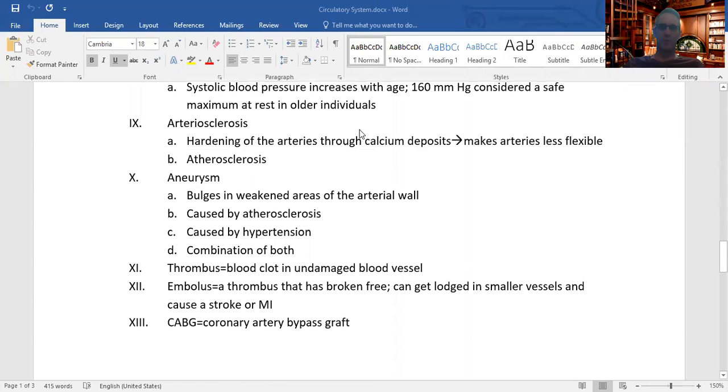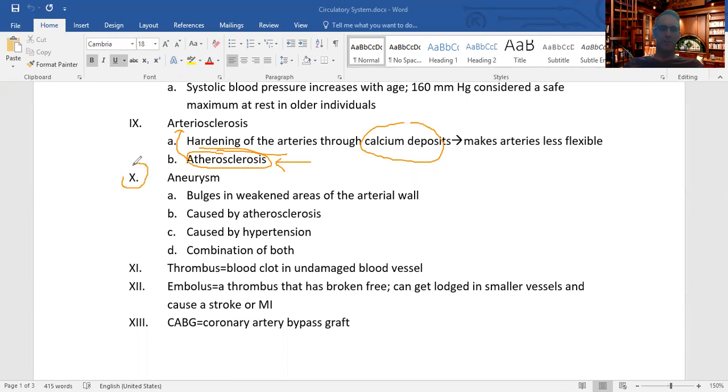which is our next term, arterial sclerosis, which we defined early in the class. Hardening of the arteries. Why? Because calcium is getting deposited. And when the calcium gets in there, the arteries are less flexible, and that creates higher pressure. Atherosclerosis we talked about as being a subtype of arterial sclerosis, and this is where the vessel wall was damaged, and the deposits can actually begin to block off blood flow.